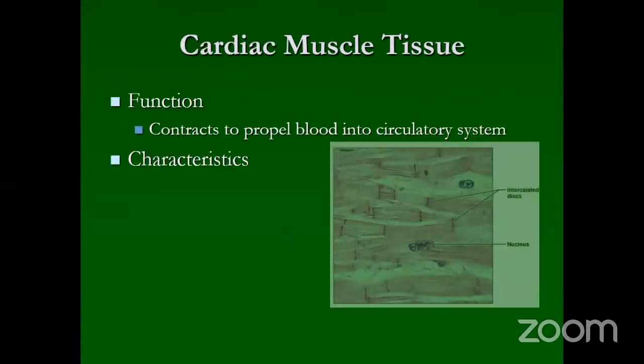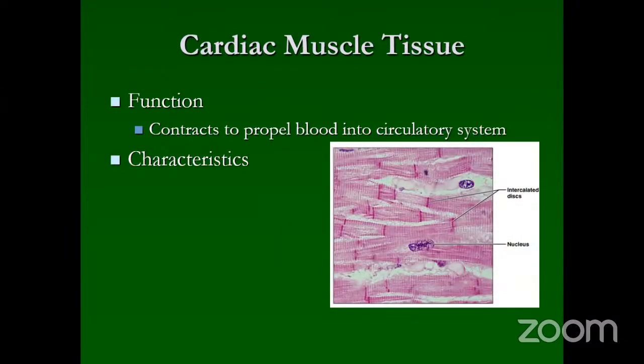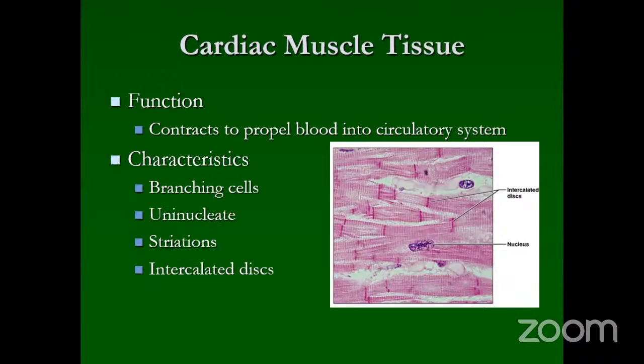Then cardiac muscle tissue is mainly present in the heart. It contracts to propel the blood into the circulatory system. They look like branching cells. They are uninucleate, only one nucleus is present. It has striations and intercalated discs.